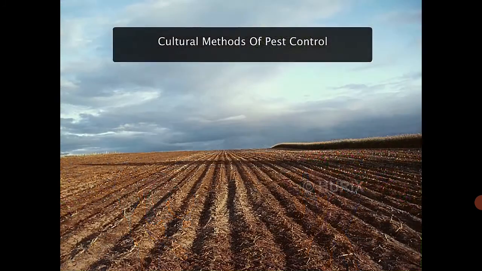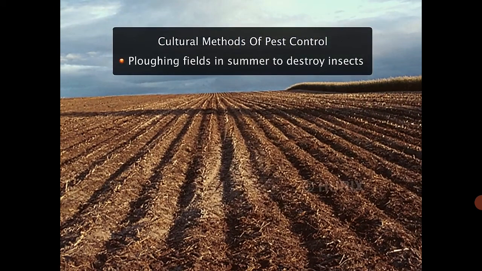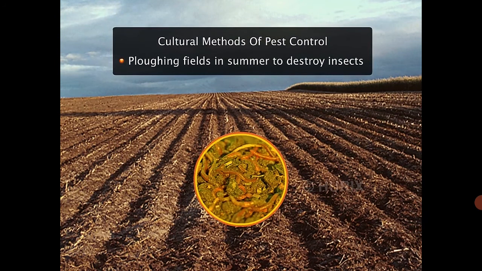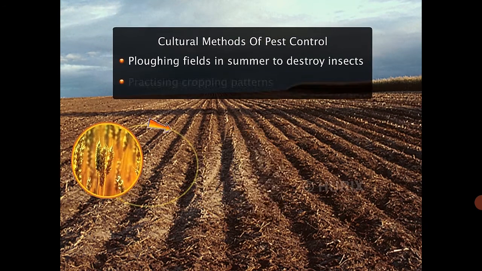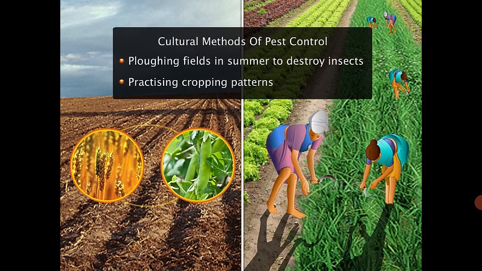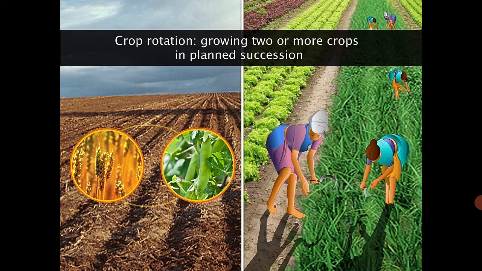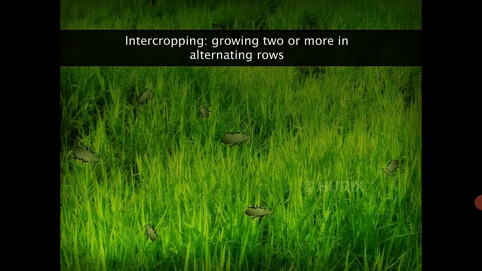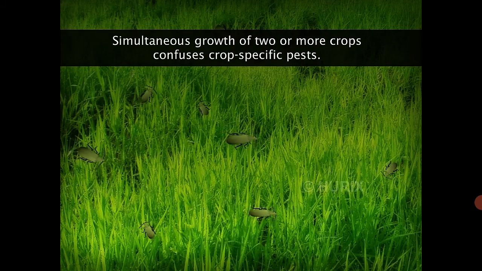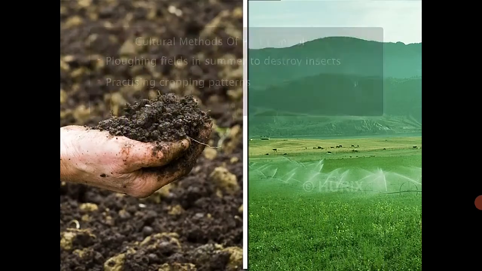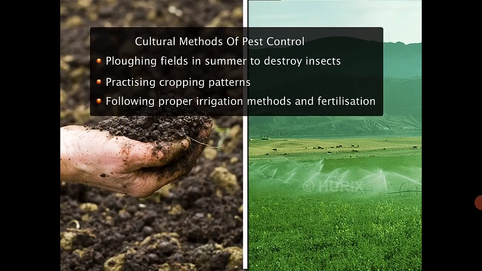They plow their land in summer so that the existing pests are exposed to the harsh summer sun and are destroyed. Farmers practice different cropping patterns such as crop rotation, in which two or more crops are grown in plant succession, or intercropping, where two or more crops are planted in alternating rows. Pests are crop specific, so the growth of more than one crop confuses them, thus reducing the chances of their attacking the crop. Proper irrigation methods and fertilization also help in controlling pests.